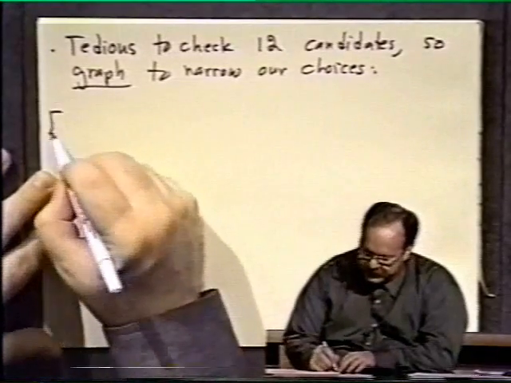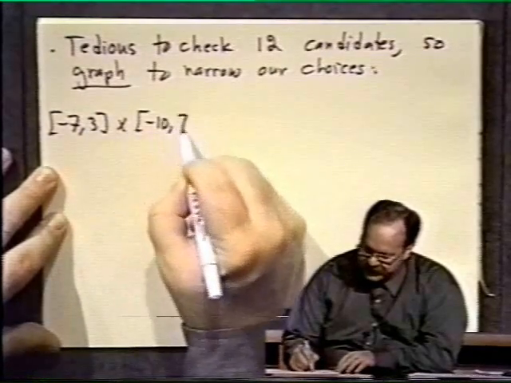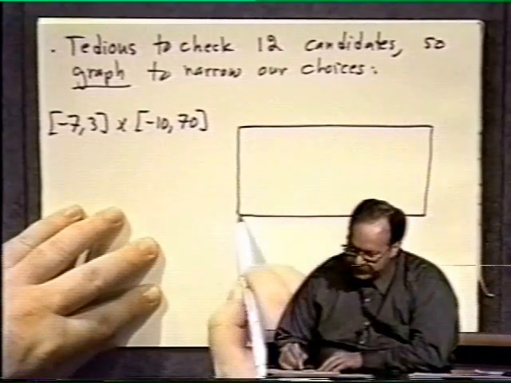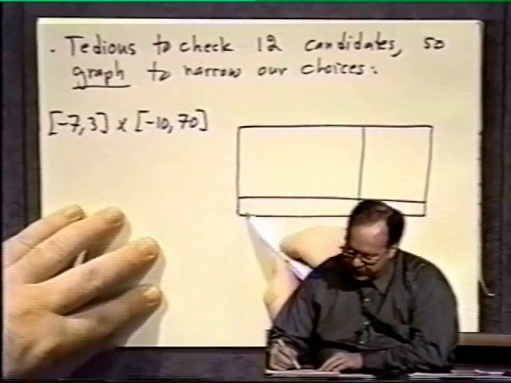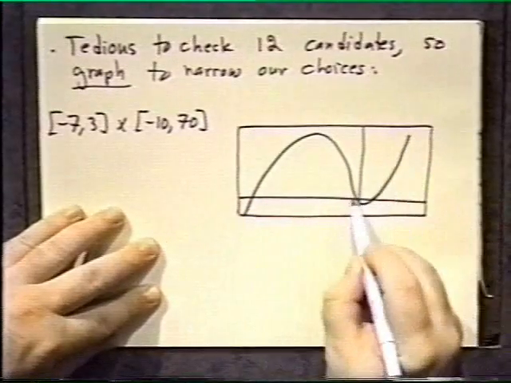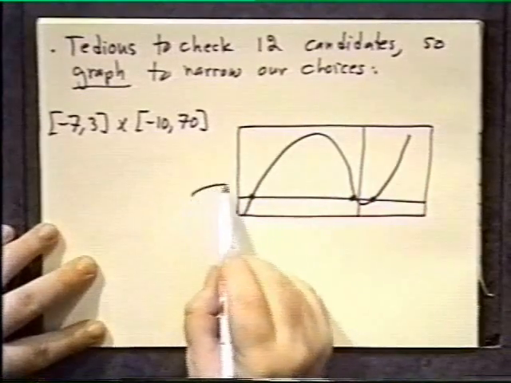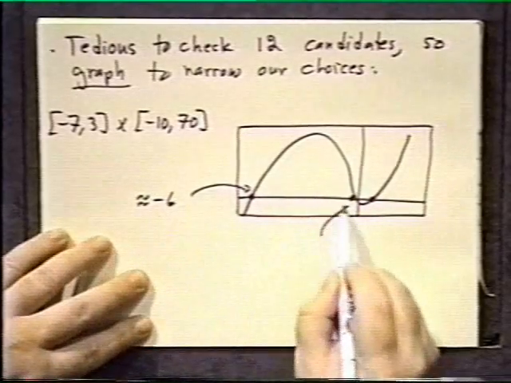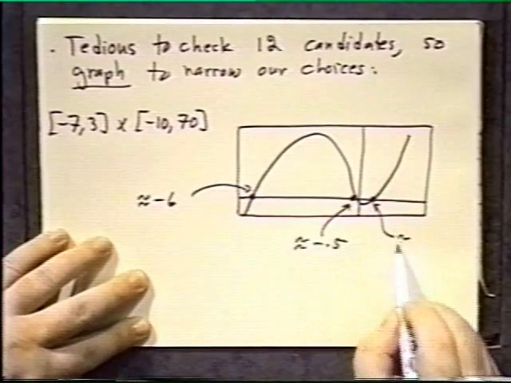Now if you graph this, this is the window I use: minus 7, 3 by minus 10, 70. If you graph our cubic, here is the picture that I got. Here is the axis. There's another axis. I come up here and it goes like this and then comes down there and goes up there. So it looks like I have 1, 2, 3 zeros. And if I then use trace or some other means, I see that this is approximately minus 6. This one is approximately minus 0.5. And this one is approximately 1.